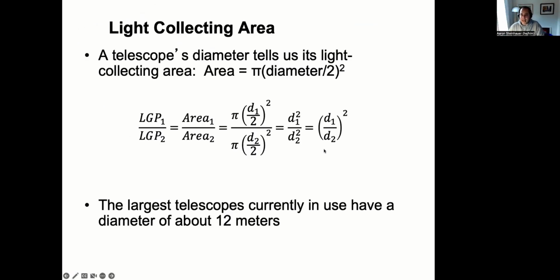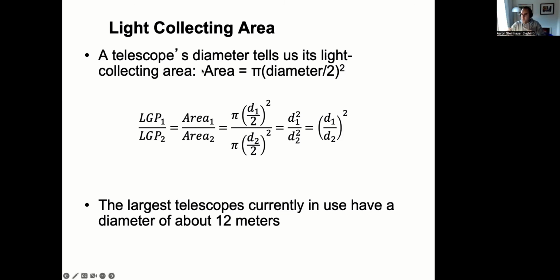So let's talk about light gathering area. Let's talk about light gathering power. The bigger the telescope you have, the more photons you can collect. It's kind of like a bucket collecting rain. The bigger the bucket you get, the more rain you can collect. And if you're interested in studying rain, you want as much of it as you can get.